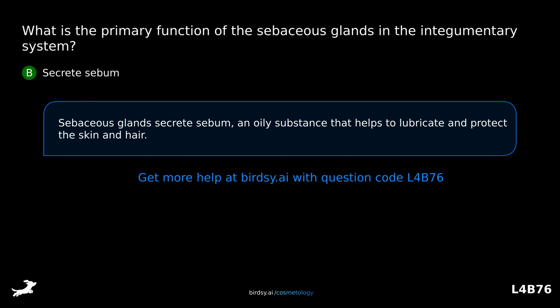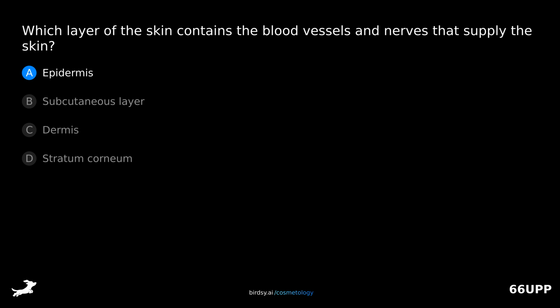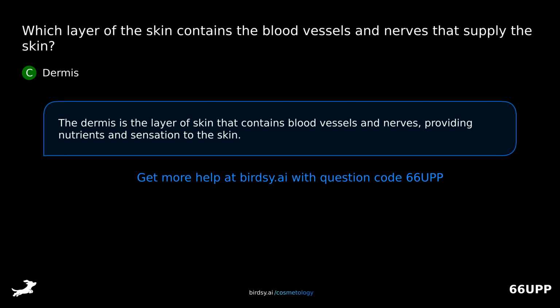Sebaceous glands secrete sebum, an oily substance that helps to lubricate and protect the skin and hair. Which layer of the skin contains the blood vessels and nerves that supply the skin? Is it A, epidermis, B, subcutaneous layer, C, dermis, or D, stratum corneum? The answer is C, dermis. The dermis is the layer of skin that contains blood vessels and nerves, providing nutrients and sensation to the skin.